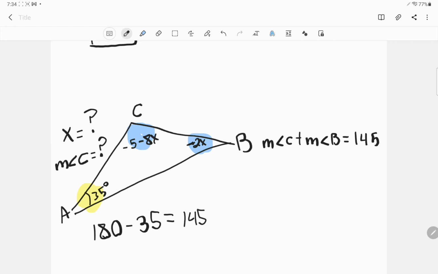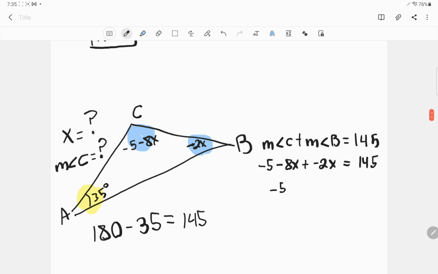And you know what is also pretty easy? All I'm going to do is plug in the equations that they gave me. So like the binomial, negative 5 minus 8x, and the negative 2x, I'm going to plug them in. So I know that my angle C is going to be negative 5 minus 8x, plus negative 2x is equal to 145. At this point, I'm just going to combine like terms. So I know I'm going to have negative 5 minus 10x is equal to 145.